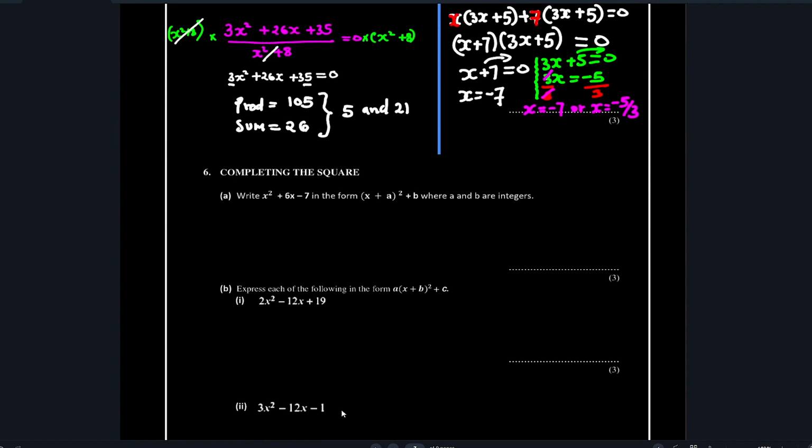Complete the square is another concept that you need to know how to work out, because it's a common question. Now, to complete this square, there are some steps that we said. You see, you are having x squared plus 6x minus 7.